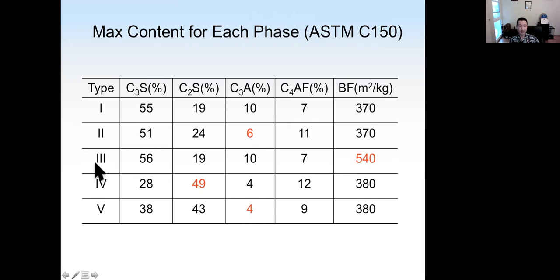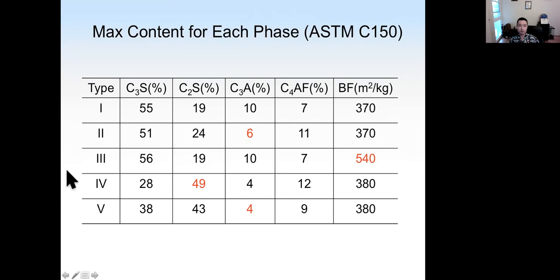Okay, for type 3 cement, for example, we need to increase the Blaine fineness, which is a measurement of the surface area. So by increasing the surface area of type 3 cement, the hydration speed will be faster, because we have more contact area between cement particles and water. So we have faster hydration, if we want higher hydration speed.